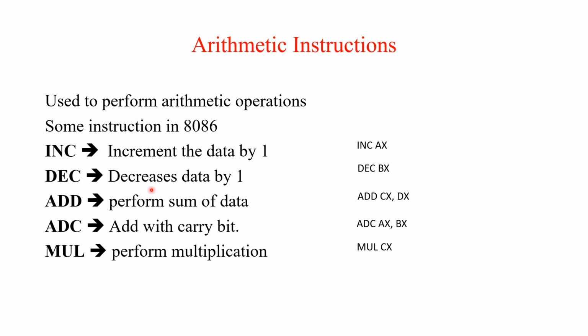Add with carry. The add with carry instruction adds two values along with the carry bit from a previous operation. For example, ADC AX, BX adds the values in registers AX and BX, including any carry from a previous operation. Multiplication. The multiplication instruction performs multiplication of two values. For example, MUL CX multiplies the value in register CX by the value in the accumulator AL or AX.